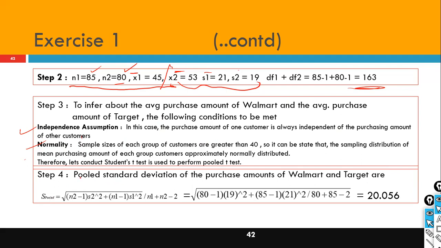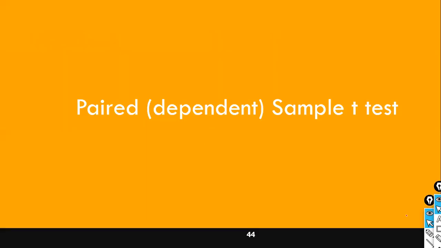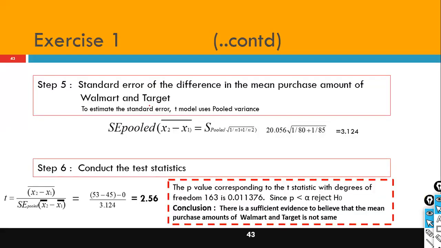Here, the steps are different. First, the pooled standard deviation of purchases in Walmart and Target. You need to use this formula. Substitute the values, and you will get the pooled s value as 20.056.